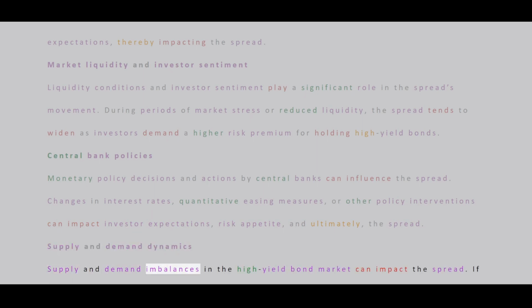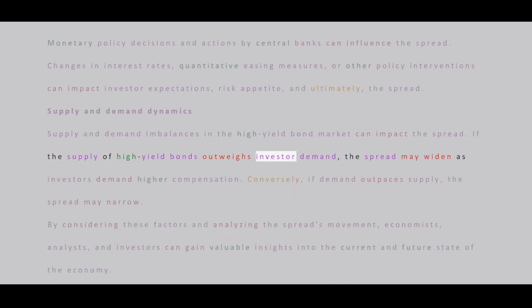Supply and demand imbalances in the high-yield bond market can impact the spread. If the supply of high-yield bonds outweighs investor demand, the spread may widen as investors demand higher compensation. Conversely, if demand outpaces supply, the spread may narrow. By considering these factors and analyzing the spread's movement, economists, analysts, and investors can gain valuable insights into the current and future state of the economy.